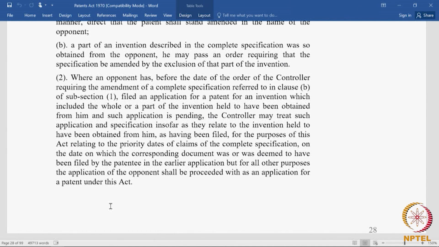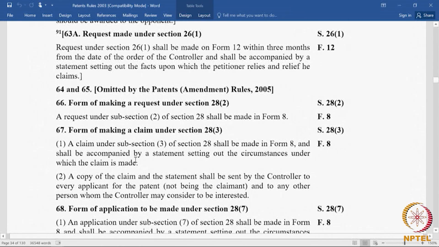So, you just read the provision again. On the date on which the corresponding document was or was deemed to have been filed by the patentee in the earlier application, but for all other purposes the application of the opponent shall be proceeded with as an application for a patent under the act. So, for the priority purpose alone, which means those two claims 5 and 6, though they were filed at a different point in time, gets the priority from another document, in this case not filed by the applicant at all. There is a corresponding rule 63A.